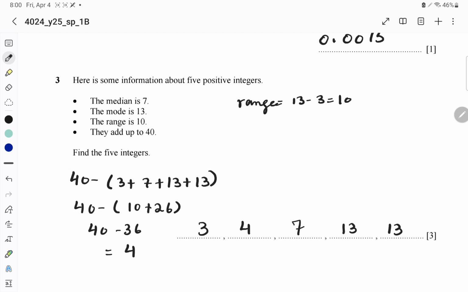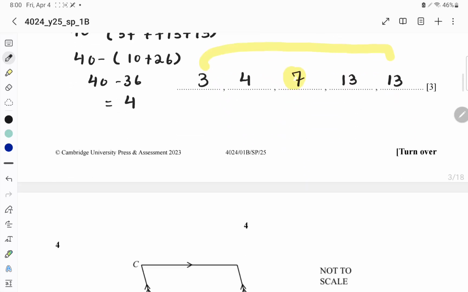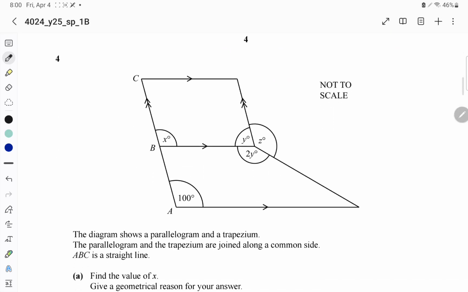So the median is 7, the center number is 7. The next two numbers are 13, so this is the mode. The range is 10: these two numbers have a difference of 10. They add up to 40. So the next question, question number 4.